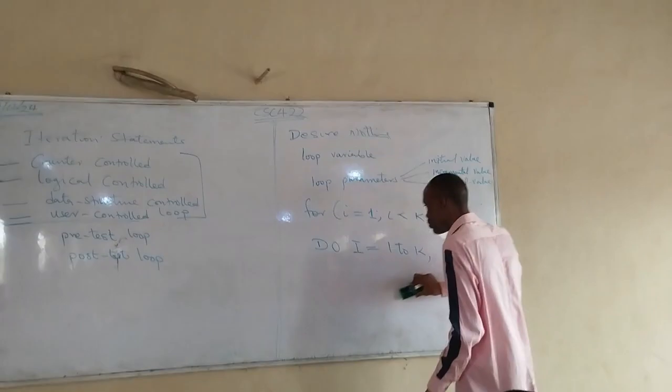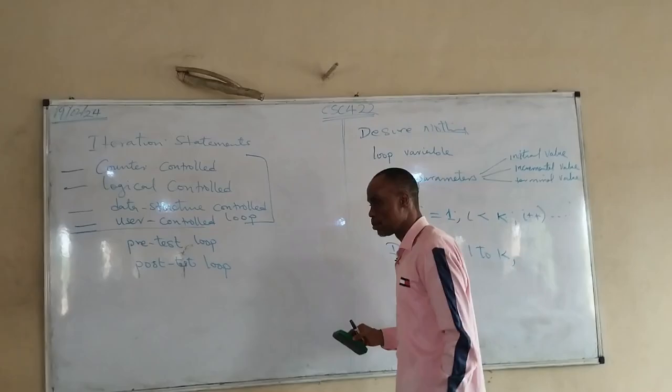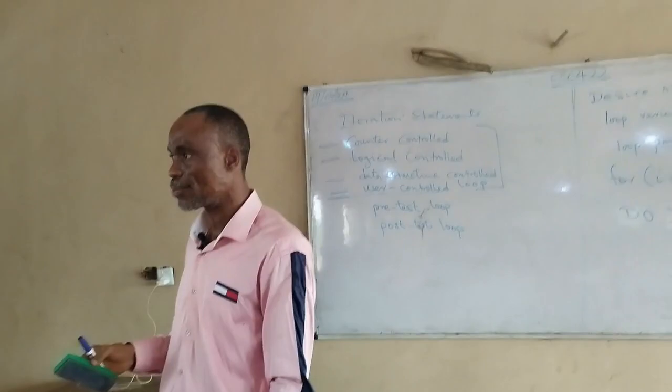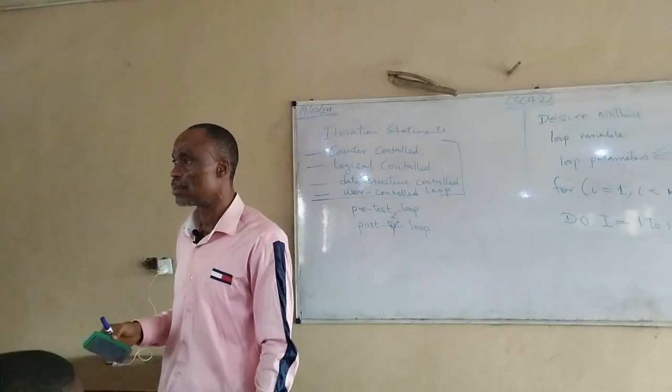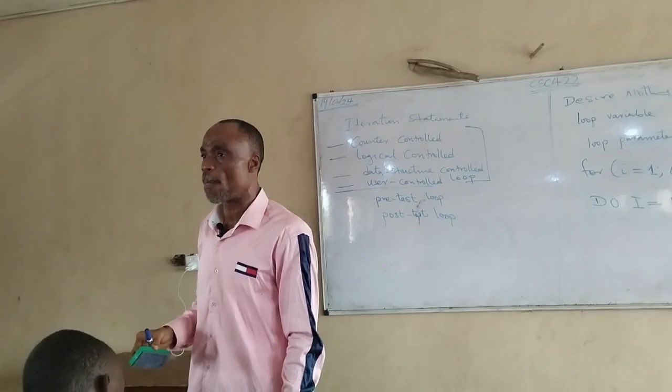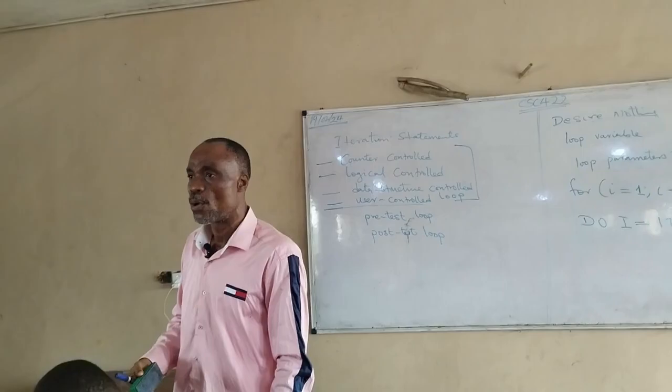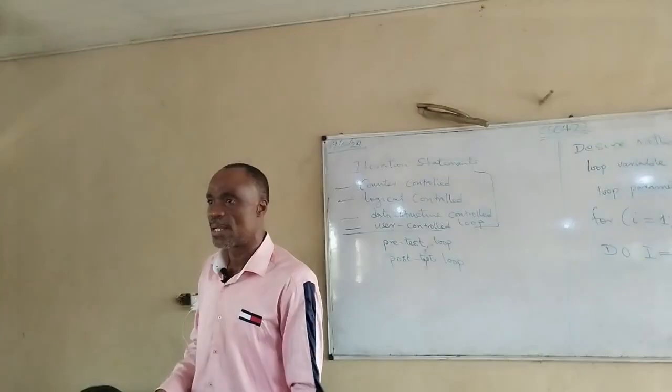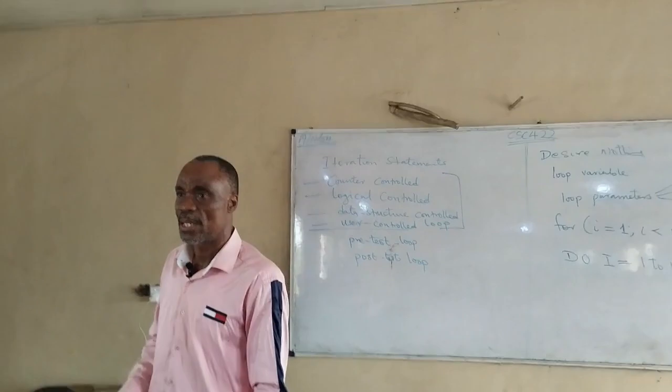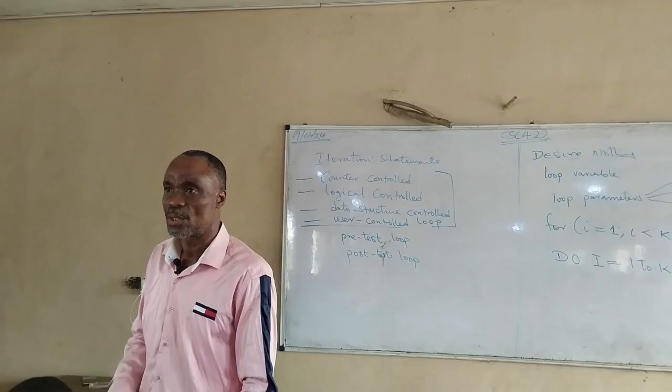Number one design issue for counter control loop. One, we want to know whether the number of times the loop will be traced is defined, is known, is determined before execution.